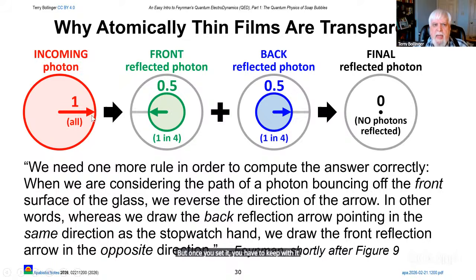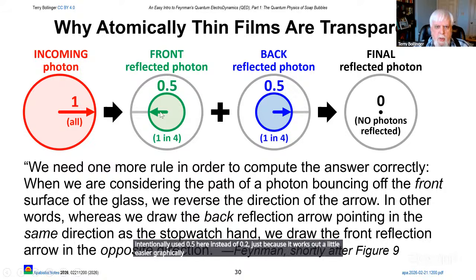You have to say, okay, I set my arrow at 3 o'clock and I have to stick with it. And then I have to start altering that 3 o'clock according to certain rules. The first rule is that when you reflect from the front surface, you reverse the direction of the arrow as well as reducing the length of it. Now, I've intentionally used 0.5 here instead of 0.2 just because it works out a little easier graphically. It's kind of hard to squish it down there to the 0.2, but it's the same idea.